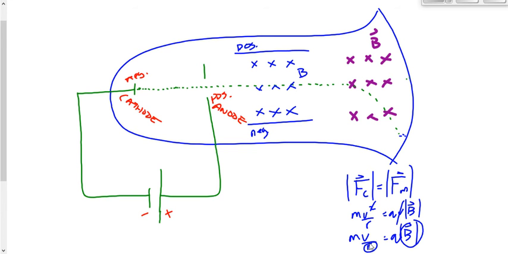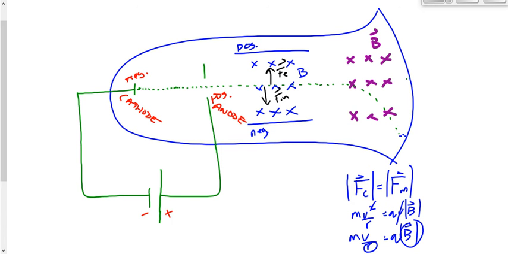There would be a magnetic force downwards, and there would be an electric force on these cathode rays upwards. Now, depending upon the speed of these particles, one force may be bigger than the other. If the electric force is bigger, then the particles will be deflected upwards. If the magnetic force is bigger, they get deflected downwards.